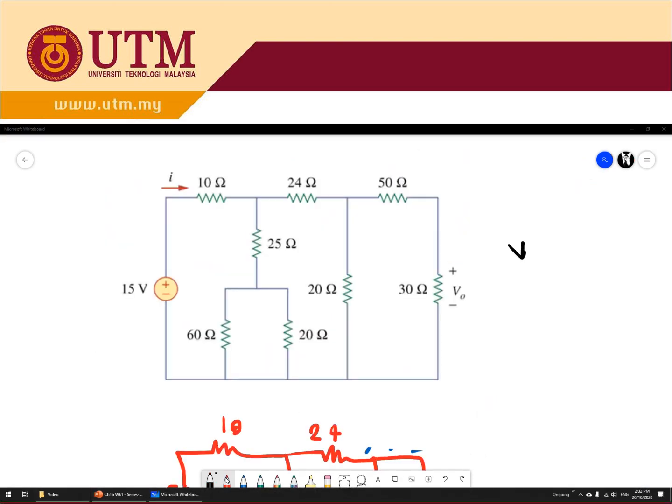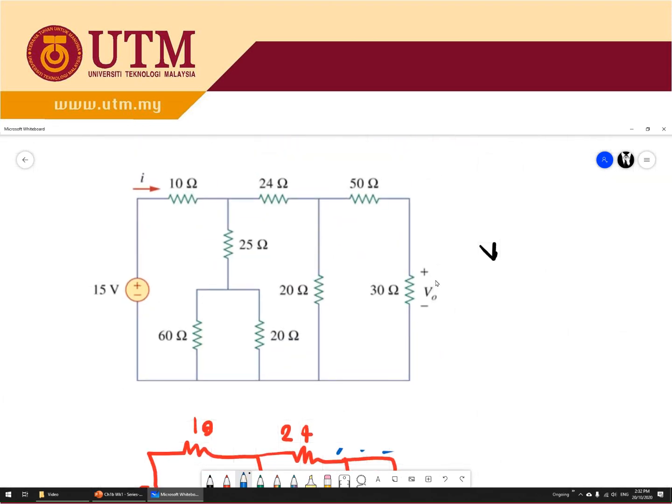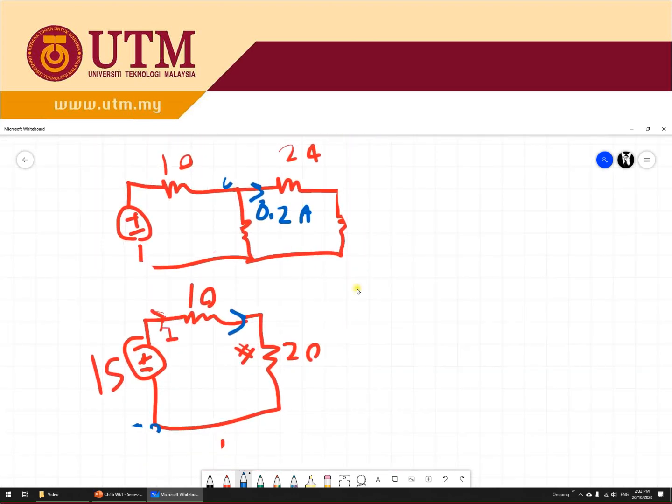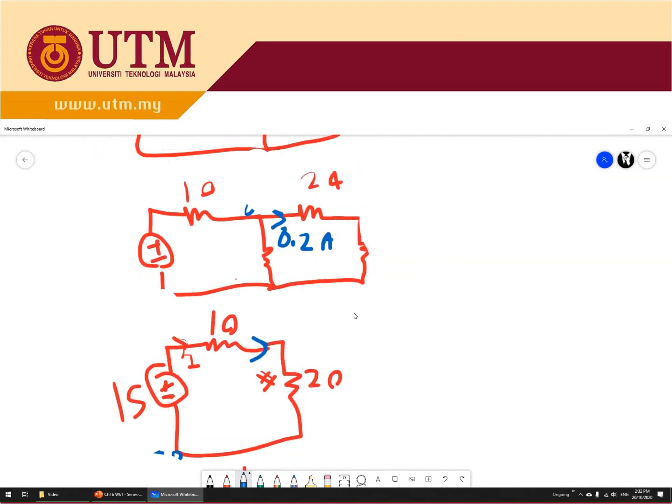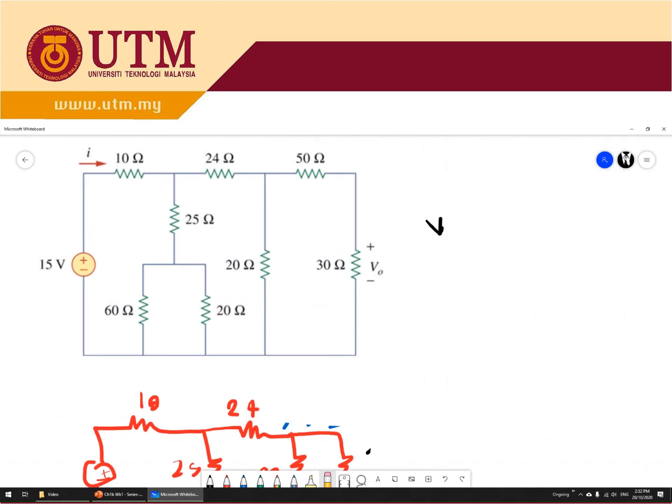So why do you have to draw again everything? Because sometimes the question asks you to find the output voltage here. You find the voltage maybe here, maybe here. So that's why you have to draw this one by one. This one is quite important. How to get the output voltage here?